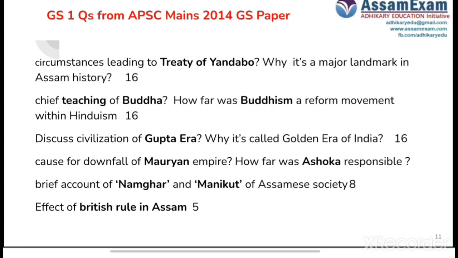Then, a brief account of Namghar and Manikut of Assam society. Earlier also we have seen these questions, but this was, I think, an 8-mark question, asking for a brief account of Namghar and Manikut of Assam society. Similar questions can be asked either in GS paper 1 or GS paper 5. Next question is about the effect of British rule in Assam. This question can be asked. It is a very apt question, and we should know how, when the British came to Assam, society changed, culture changed, and the politics of the region changed.